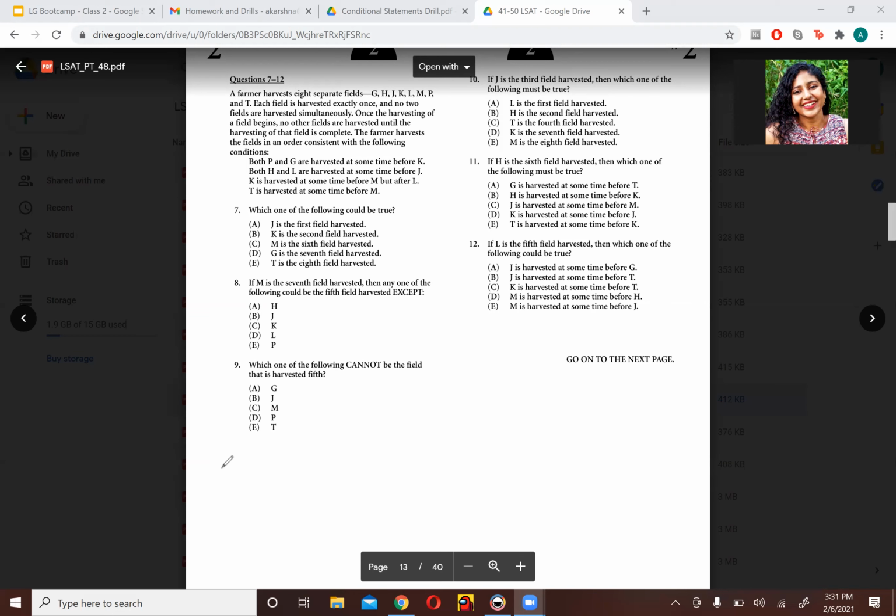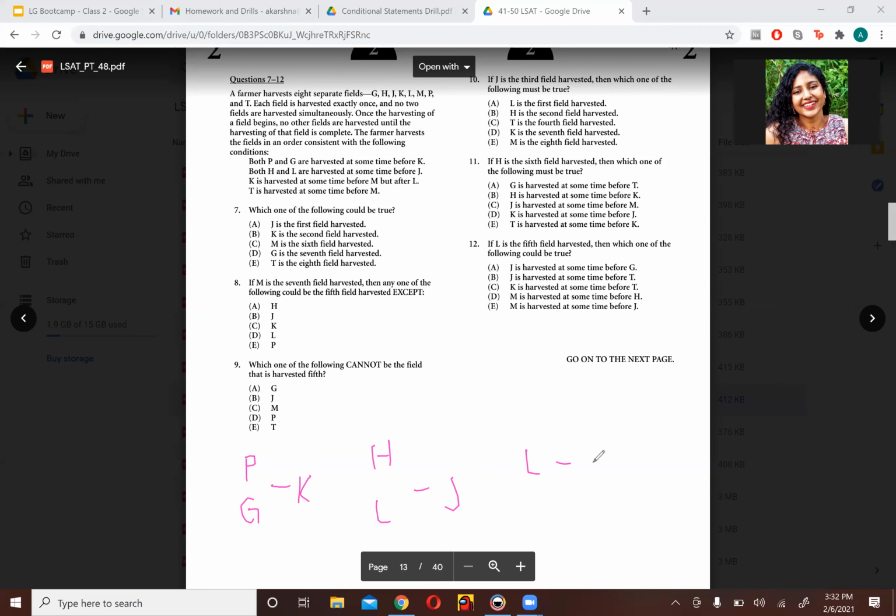So both P and G are harvested sometime before K. So we have P and G before K. Both H and L before K. Both H and L are harvested sometime before J. So H and L before J. K is harvested sometime before M, but after L.